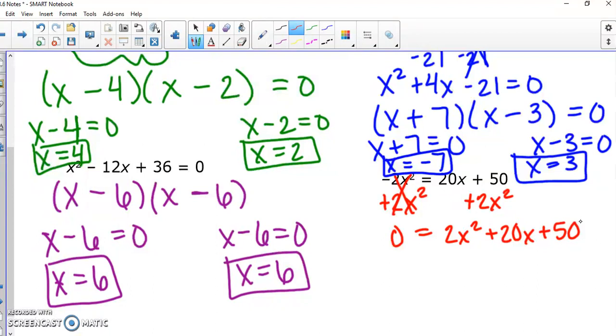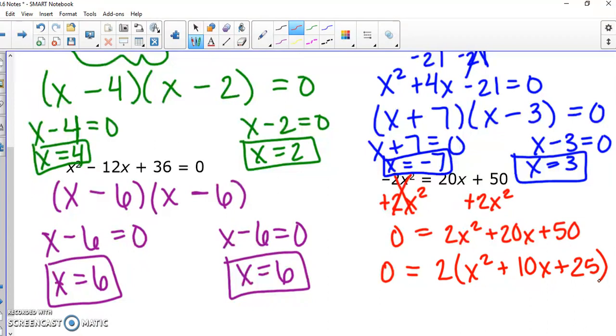Now this one's a little unique because you could actually look at it a couple different ways. What I'm going to do, because I think it's maybe a little easier, is use greatest common factor to factor this further. So I'm going to take a 2 out of every single term. So I'll have x squared, 20 divided by 2 is 10x, and then 50 divided by 2 is 25.